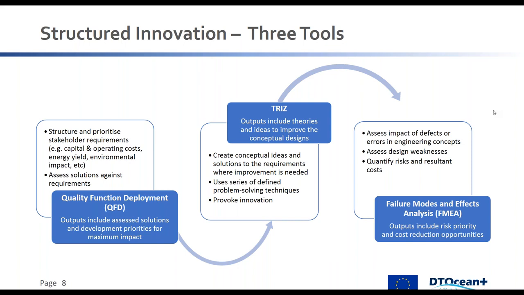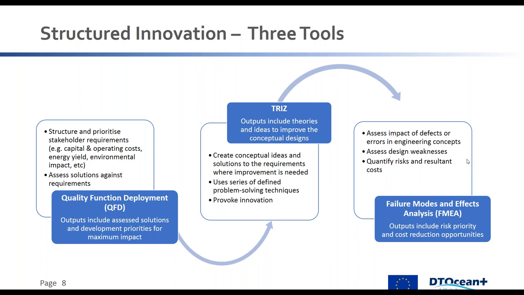That in turn then feeds into the third technique, which is the failure modes and effects analysis, FMEA. That tool allows you to assess the impact of any design weaknesses or defects or errors in the engineering concepts, so you can understand what those failure modes might be, how your solution could potentially fail, what the impact of any such failure or weakness might be, and particularly then to go on and quantify the risks and the resultant costs of any such failures.